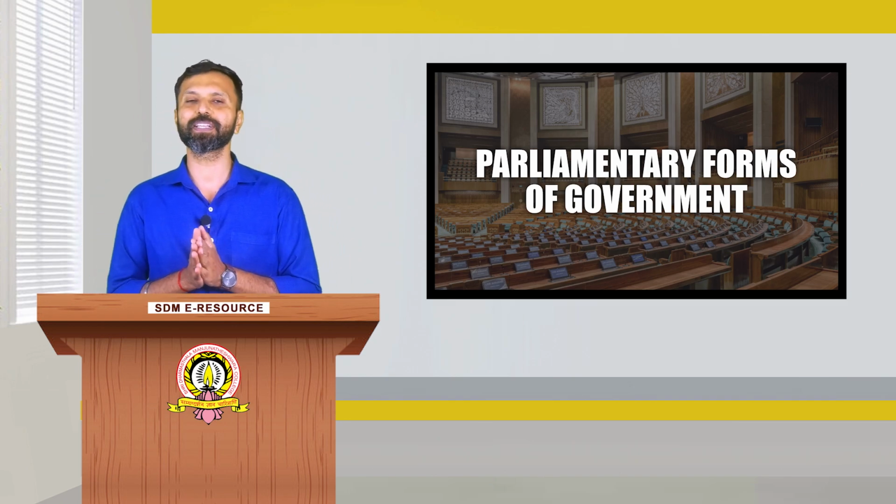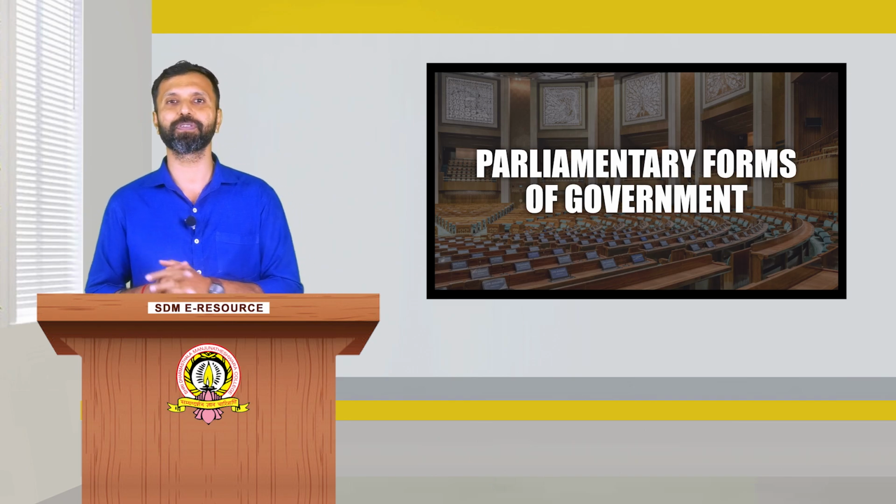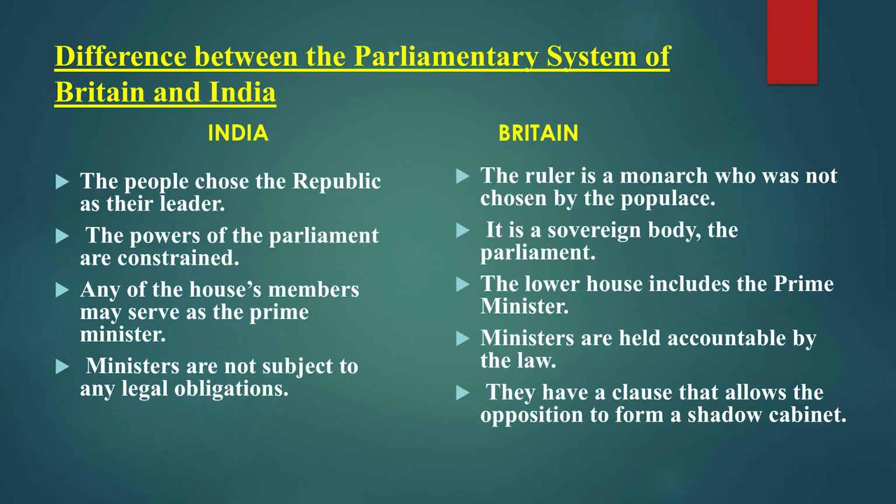We must understand the differences between India and the UK. In India, the people choose the head of the republic. In Britain, the monarch is not chosen by the populace, that is the people. In India, the powers of the parliament are constrained, but in the UK, parliament is a sovereign body. Any member of either house may serve as the Prime Minister of India, whether a Lok Sabha member or a Rajya Sabha member.